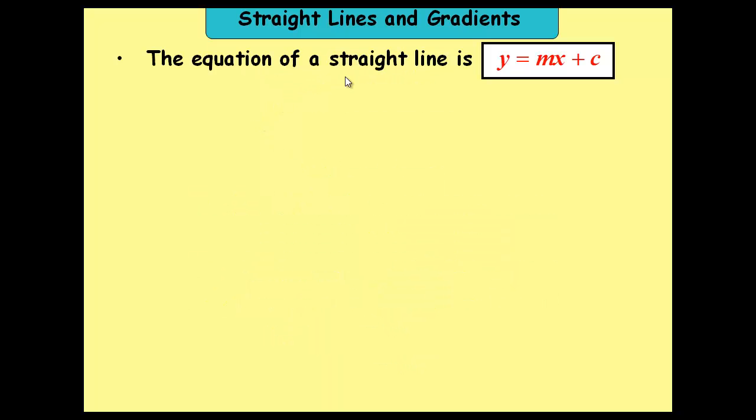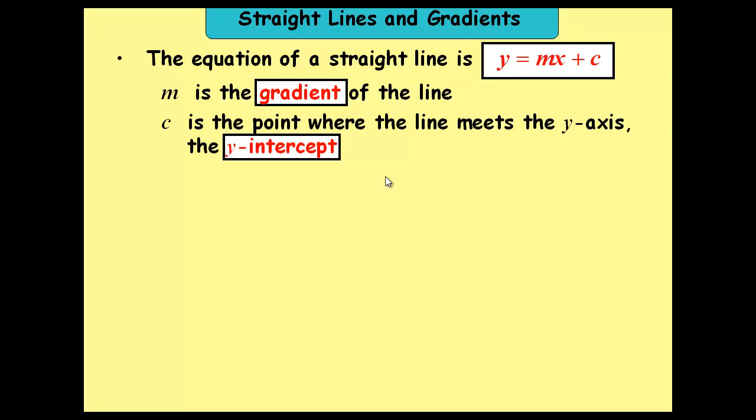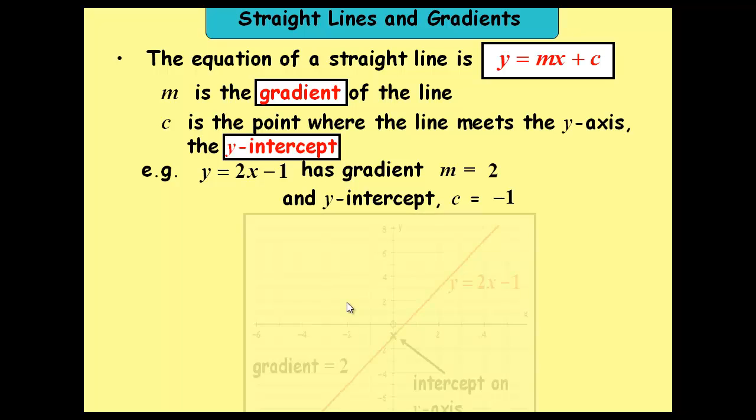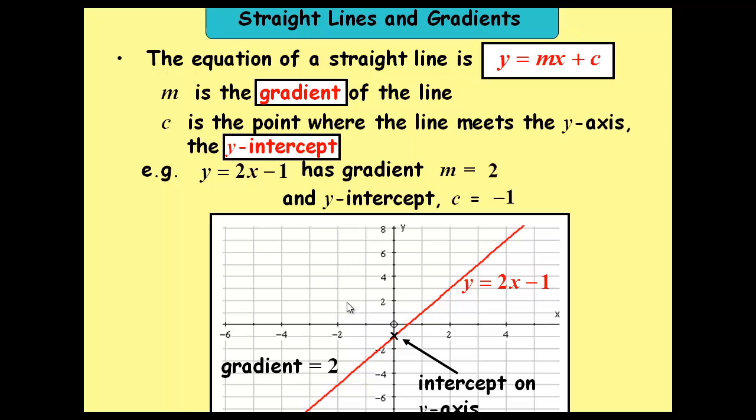As we all know, we can write the equation of a straight line in the form y equals mx plus c, where m is the gradient of the line or its steepness, and c is the point where the line meets the y-axis, what we call the y-intercept. So for example, the line y equals 2x minus 1 has a gradient m of 2 and a y-intercept c of minus 1. In other words, it meets the y-axis at (0, minus 1). There we are, and that's what the line looks like.